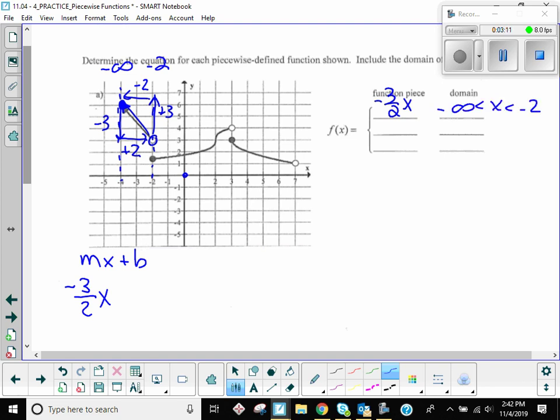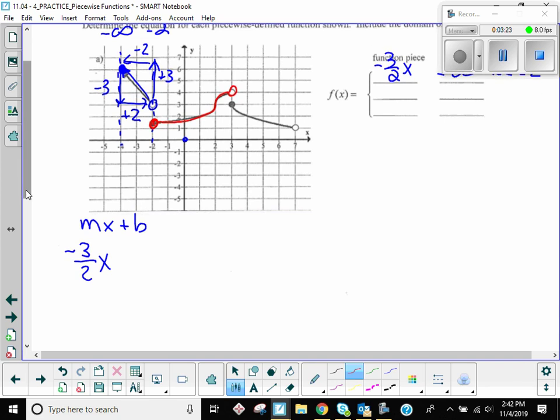So who's got that right so far? All right, very good. So the middle piece, which we're going to do in red, what is that parent function? What does that look like? Cube root, right? Cube root. So the general form for that looks like this.